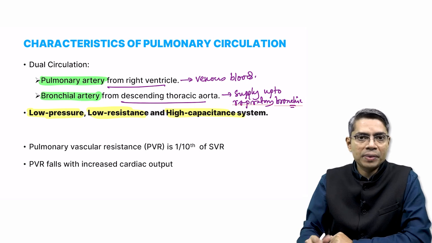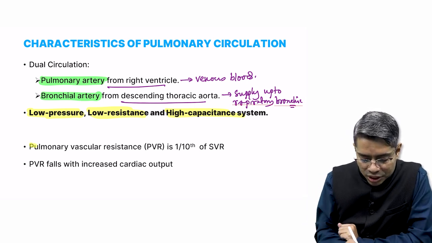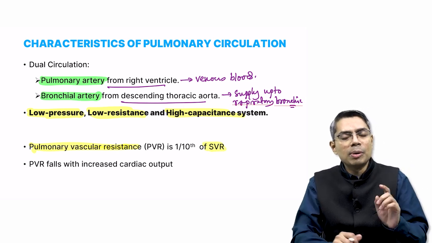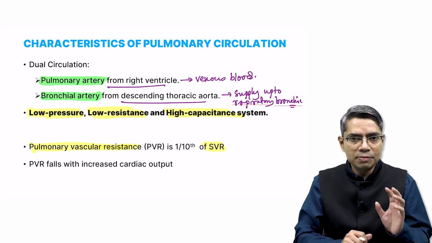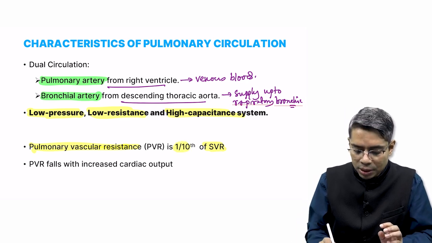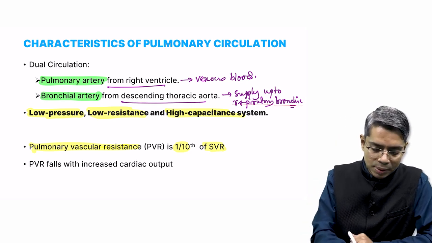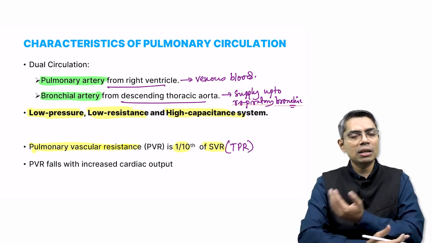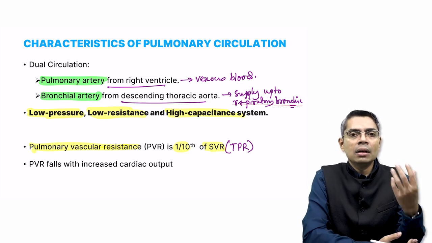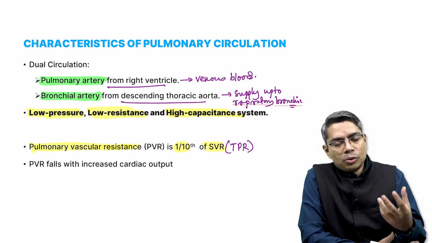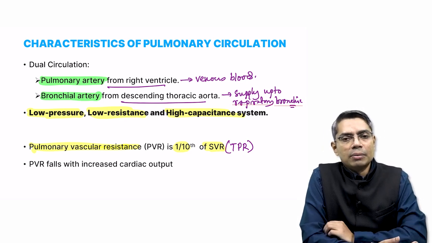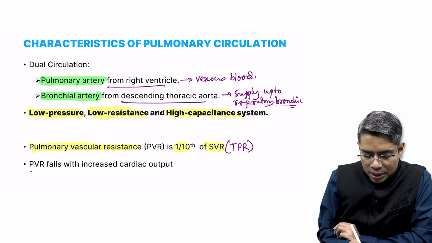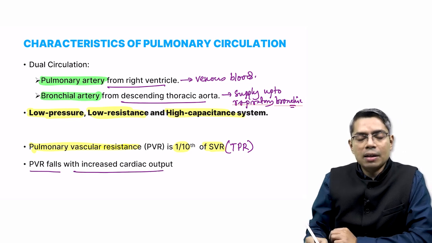Now there is a question: pulmonary vascular resistance and systemic vascular resistance, which one is lower? Remember, pulmonary vascular resistance is very, very low. It is 1/10 of the systemic vascular resistance, which is also known as the total peripheral resistance. And pulmonary vascular resistance falls with increase in cardiac output.